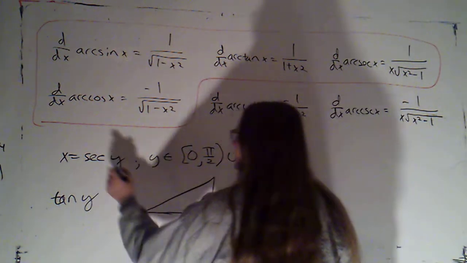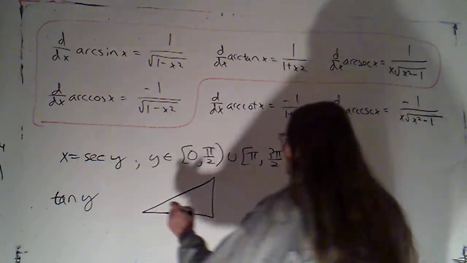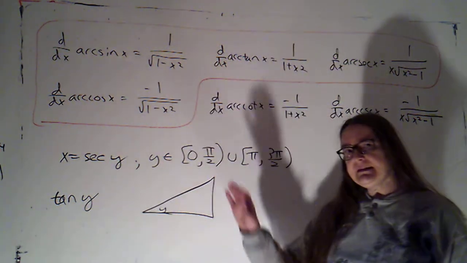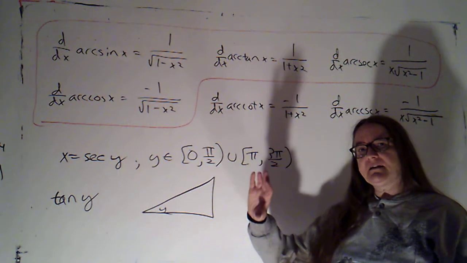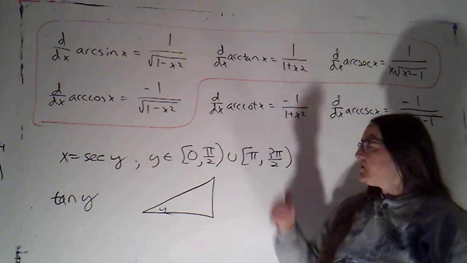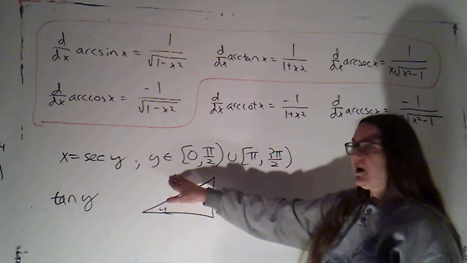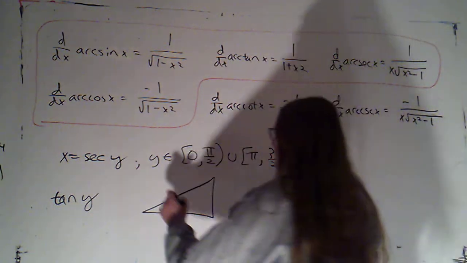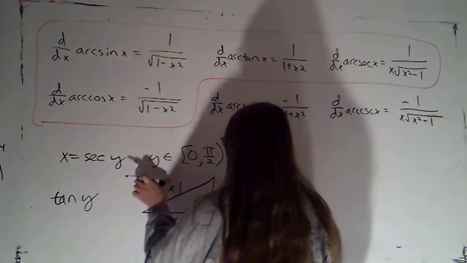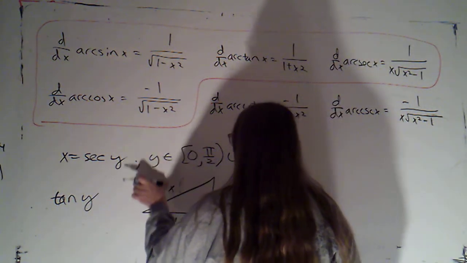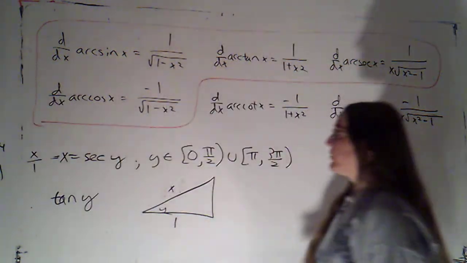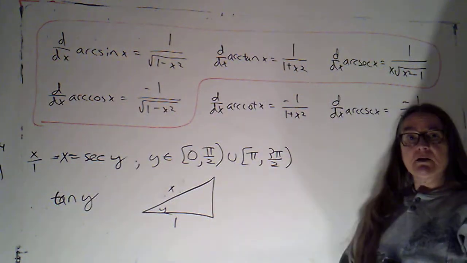If x is secant of y, I can say, oh, so y is my angle, and x is secant. And I know that secant is the reciprocal of cosine. Okay. So cosine would be adjacent over hypotenuse. So secant would be hypotenuse over adjacent. Oops, sorry, just x over 1. My bad. No absolute value yet. Notice x is the same as x over 1. So I can go ahead and do this.